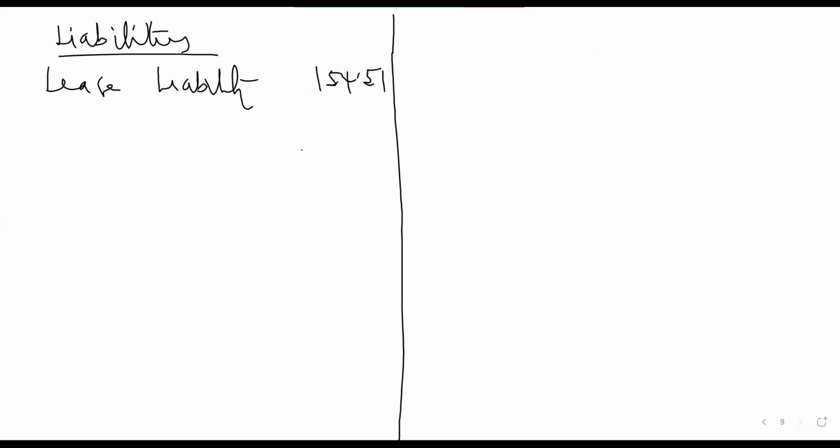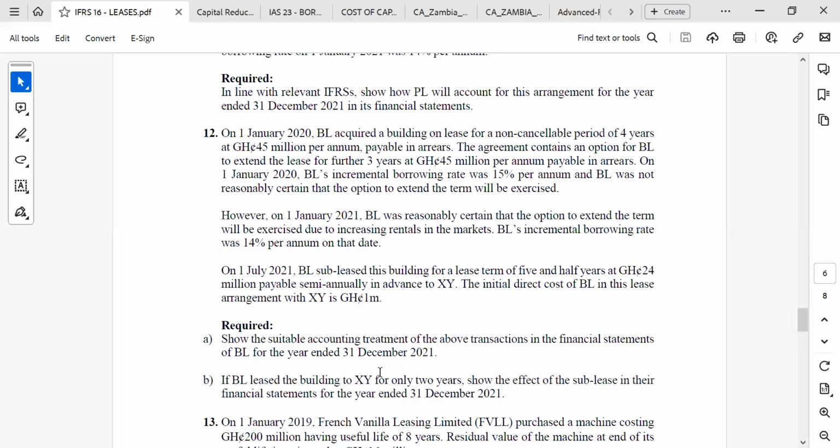So that is the first side of it, the B part. Okay. The A part, for the year end, this is what we are going to be doing. You can see that they have combined lessee accounting, reassessment, and then lessor accounting together. You look at this question and say it is not plenty, so it's nothing. No. Try it and see. B leased the building to XY for only 2 years; show the effect of the sub-lease in their financial statements for the year ended 31 December 2021.